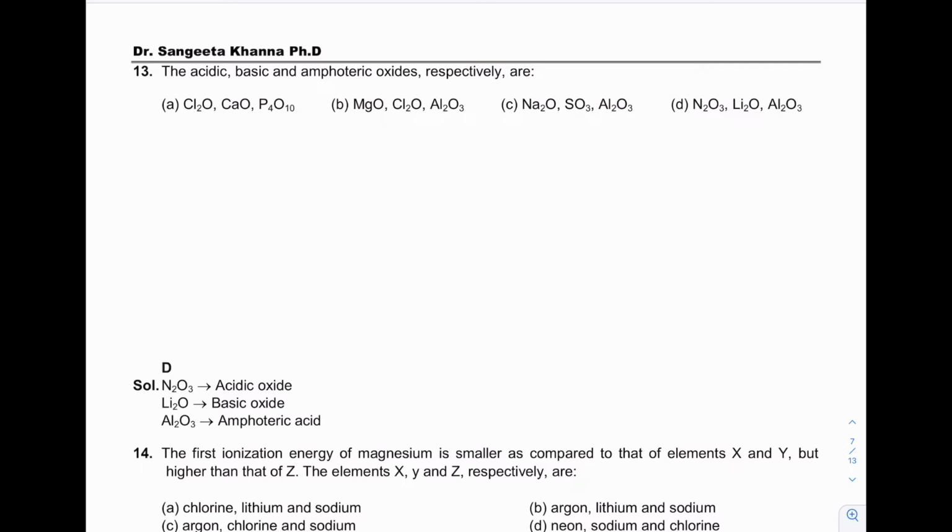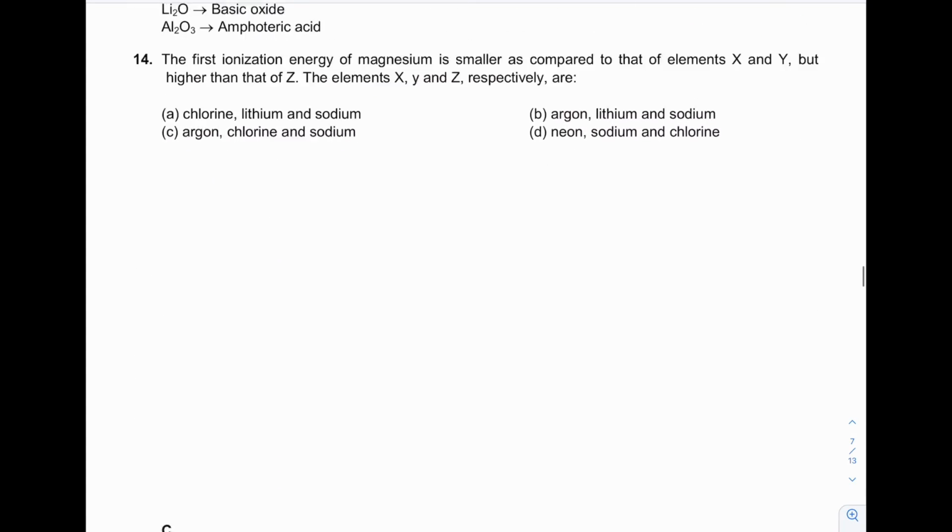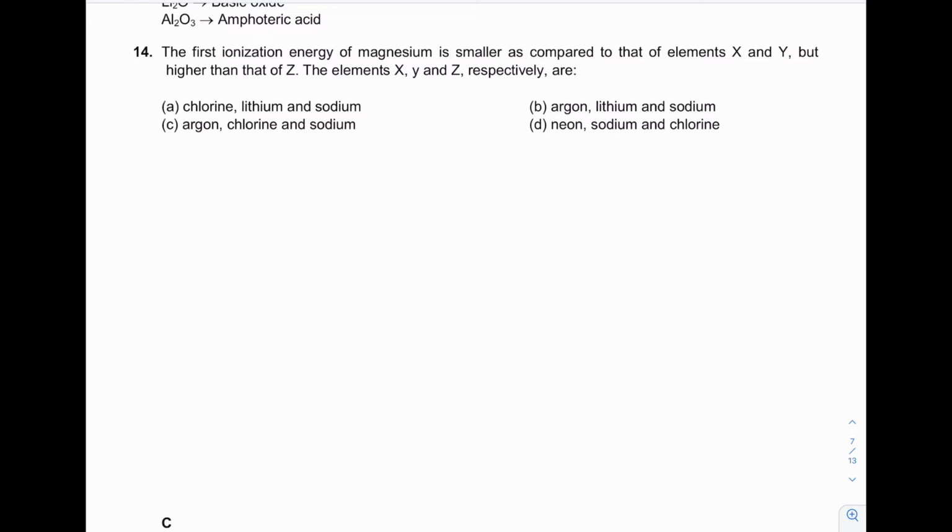Acidic, basic and amphoteric oxide respectively. First acidic oxide, second basic oxide, and third amphoteric oxide. So it is D. Next is, first ionization energy of magnesium is smaller as compared to that of element X and Y.